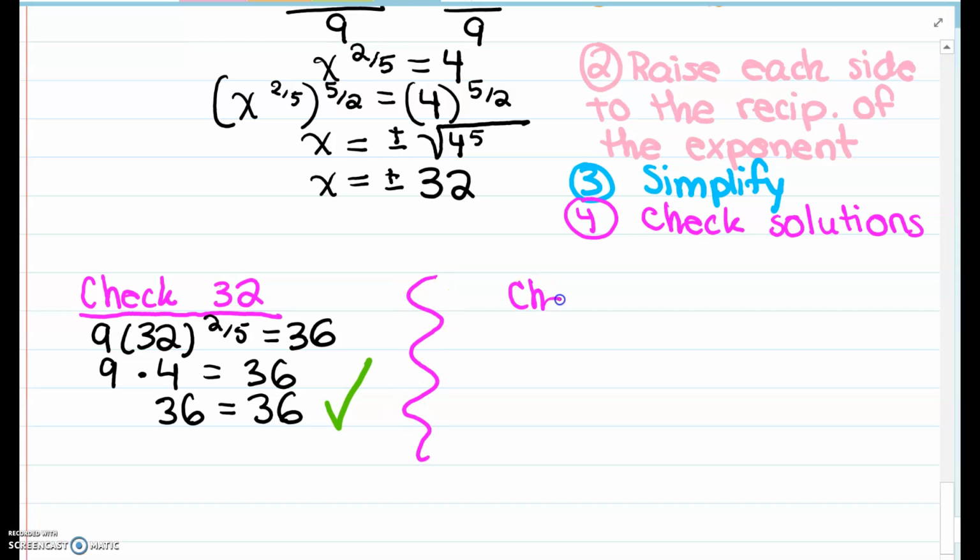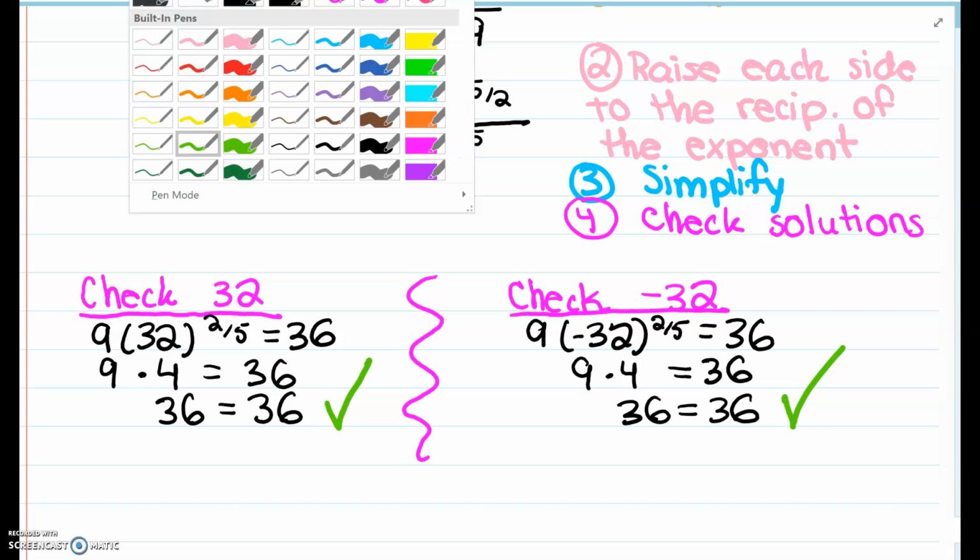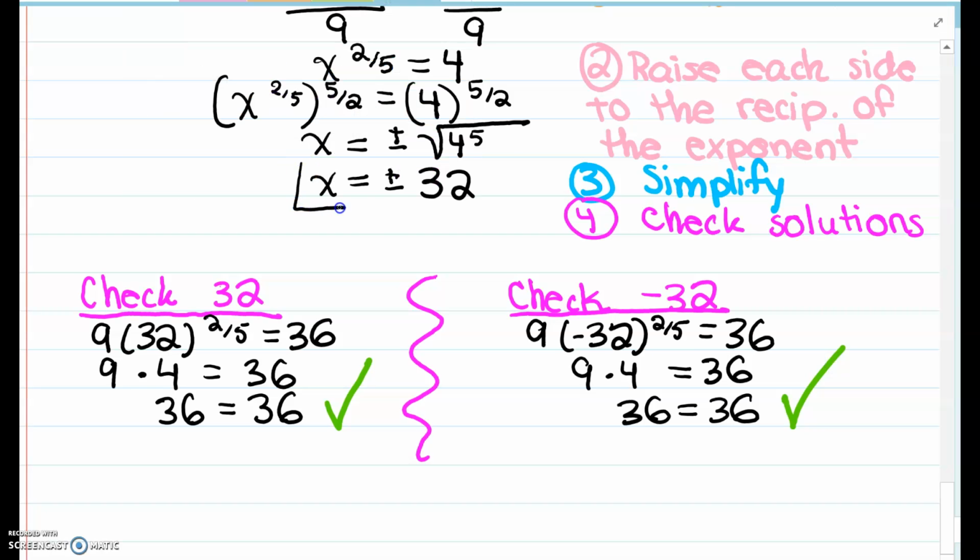Now let us check negative 32. We get 9 times negative 32 to the 2/5 power equals 36. 9 times 4 equals 36. 36 equals 36. And this, in fact, is true as well. So, both positive and negative 32 do satisfy the equation.